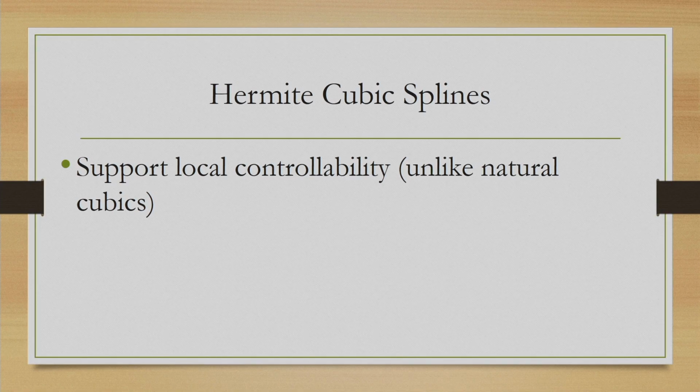Now, let us come to the second type of interpolating splines, that is Hermite cubic splines. Like natural cubic splines, Hermite cubic splines are also represented by 4 control points. However, it has one important property: it supports local controllability. So, the main problem with natural cubic splines is alleviated with the Hermite cubic splines.